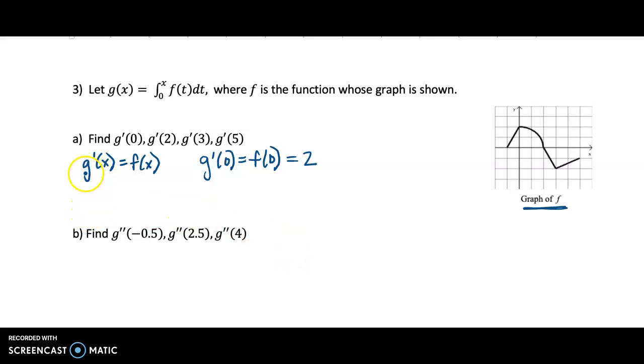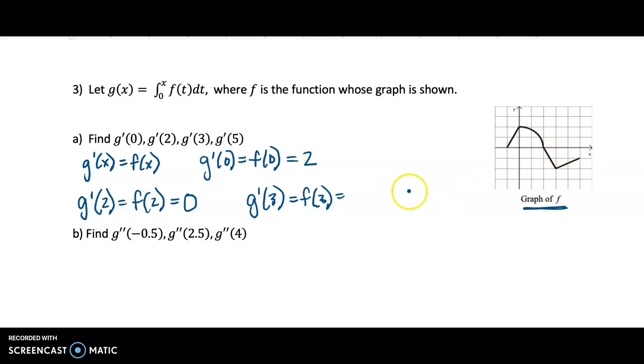Okay, so now let us do g prime of 2, which is f of 2. At x equals 2, our value is 0. And let's do g prime of 3. That is equal to f of 3. And f of 3 is -2. All right. And then g prime of 5 is equal to f of 5. I really didn't give myself enough room here. So f of 5 is -1.